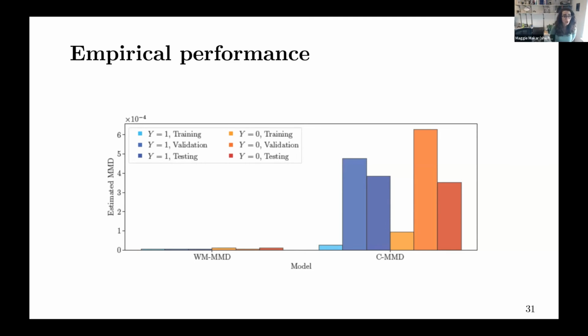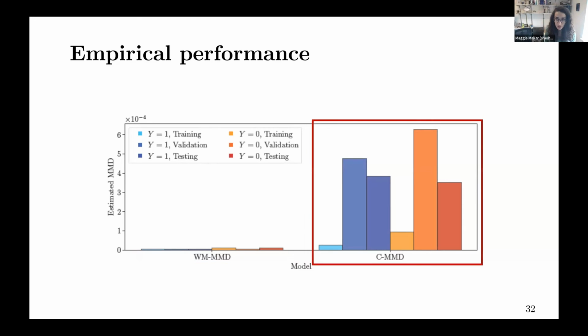So what you're looking at here, on the x-axis, is the model. So there's the weighted marginal MMD and there's the conditional MMD penalty. And I'm showing you on the y-axis the estimated MMD, broken down by y equal to 0 and y equal to 1, and looking at the training, validation, and testing data sets. So if you look at the weighted MMD, you'll see that it has good generalization, in the sense that the training weighted MMD is 0, the validation weighted MMD is 0, and the testing MMD is 0. Whereas for the conditional MMD, the training MMD can be close to 0, but the validation and testing are high.